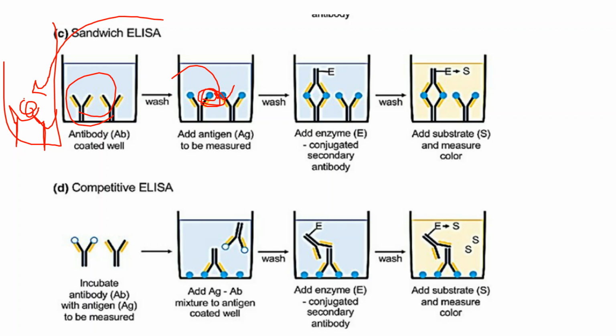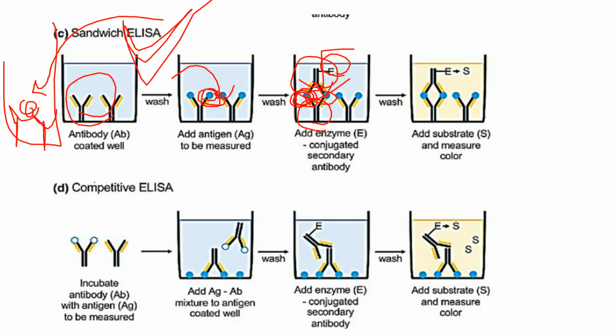So we add the samples, and then we add the specific antibody to this particular antigen again, which is linked with the enzyme. So here we can see that it makes a sandwich: antibody, antigen, and then again antibody. So we call it sandwich ELISA, right?